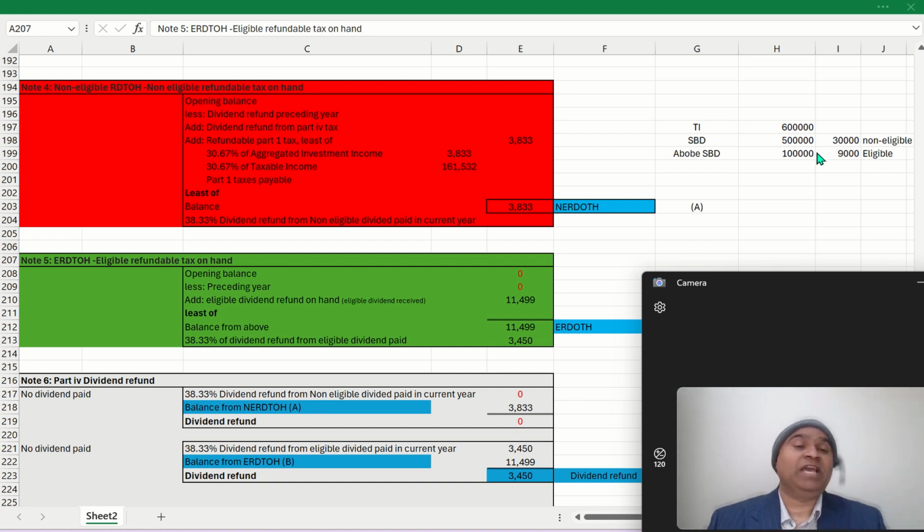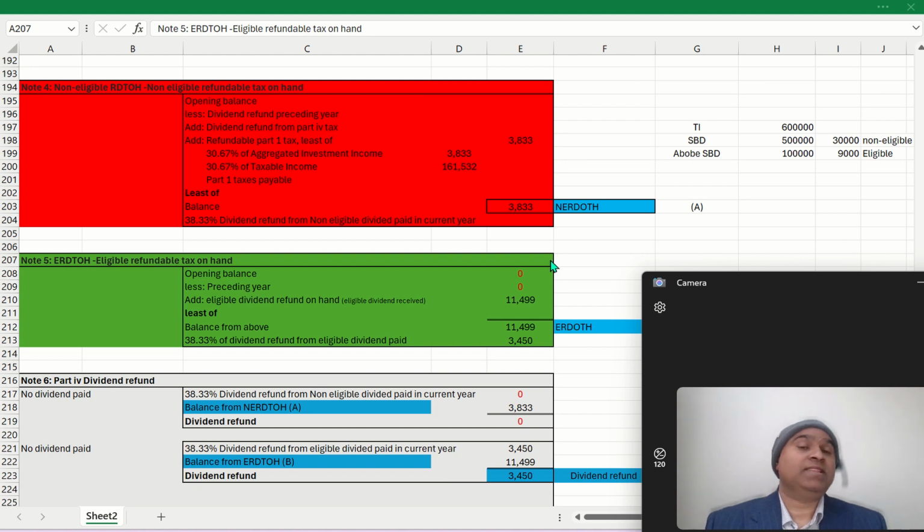If you shared the SBD with another corporation, then this would change, or for any other purpose. Again, the SBD can also be affected where if you have an associated corporation, right? If your spouse or your children or the shareholder of the same corporation is involved in another corporation where you own certain numbers of shares. But I won't get into that discussion here today.